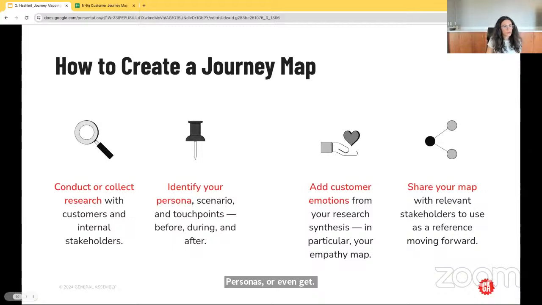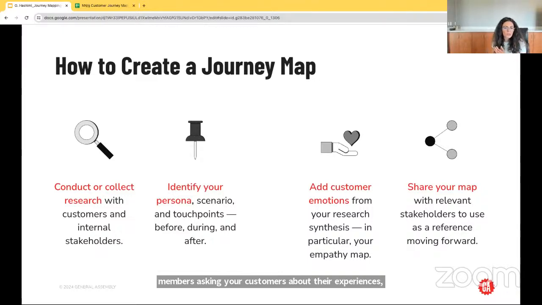All right, so let's break that down. How do we create a customer journey map? First, we need to do our homework. This means talking to your customers and your team members, asking your customers about their experiences, and then really getting insights from your colleagues about what they see as well.